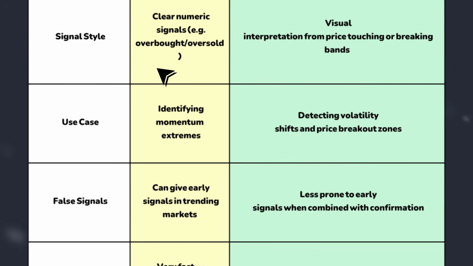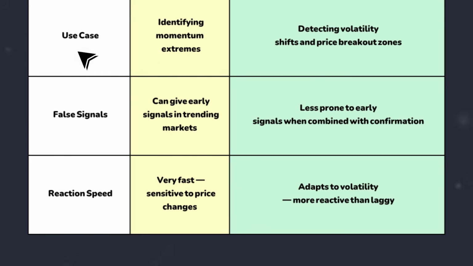Signal style: RSI gives clear numerical signals, overbought above 70, oversold below 30. Bollinger Bands are more visual, you interpret signals based on price touching or breaking through bands. Use case. RSI is ideal for spotting momentum extremes, helping traders identify overbought or oversold conditions. Bollinger Bands, on the other hand, are best for revealing volatility shifts and highlighting potential breakout zones.